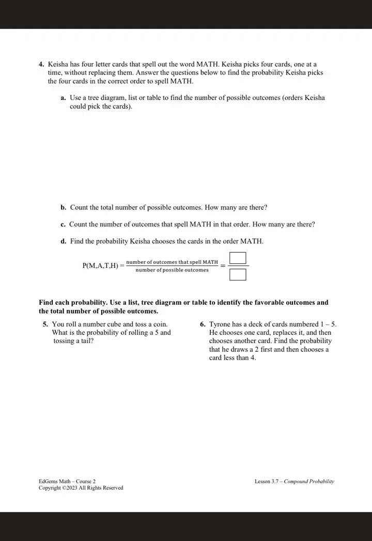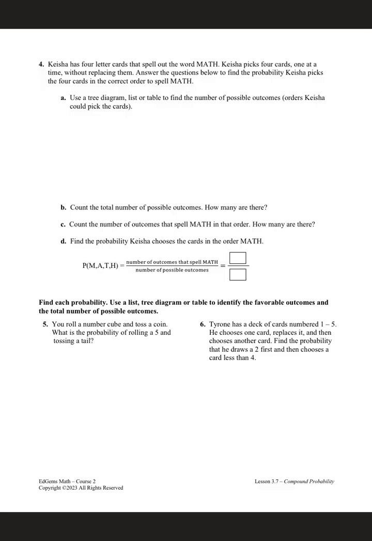B says count the total number of outcomes. How many are there? C, count the number of outcomes that spell math, M-A-T-H, in that order. How many are there? D, find the probability Kesha chooses the cards in order M-A-T-H over the total number of possible outcomes. So here's what we're going to do in this one.